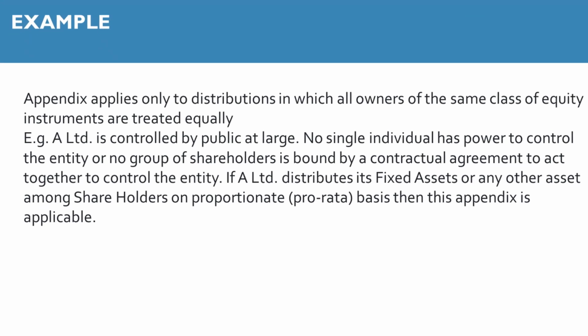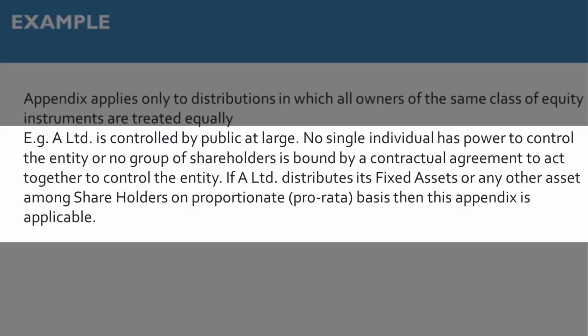So, it applies to all the distributions in which all owners of the same class of equity instruments are treated equally. So, let us understand what is meant by all owners of the same class of equity instruments being treated equally. Take an example. A Limited is a company which is controlled by the public at large. No single individual has power to control the entity, or no group of shareholders is bound by a contractual agreement to act together to control the entity. If A Limited distributes its fixed assets or any other asset among the shareholders on a proportionate basis, then this appendix is applicable. Which means all the shareholders are treated equally. There is no specific set of shareholders who control the entity. So, in such cases, this appendix will be applicable.